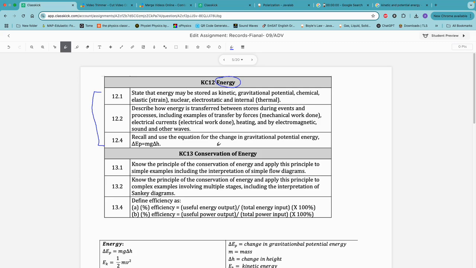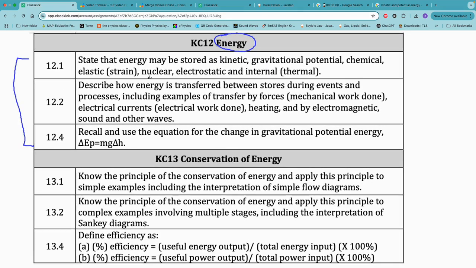So here mainly you need to understand that energy is able to be stored as kinetic energy. As long as we talk about kinetic energy, immediately you relate it to change of speed or when an object is in motion. These are key words to help you to understand the idea of kinetic energy. Gravitational potential energy is mainly related to height.